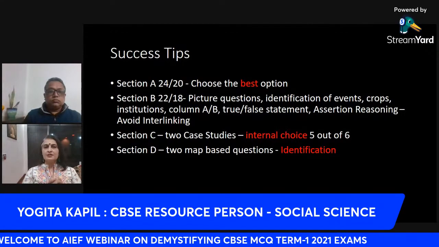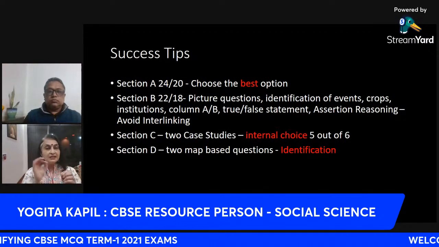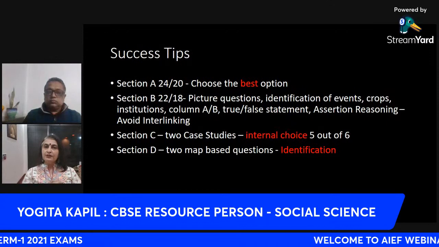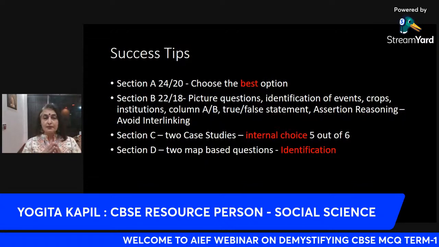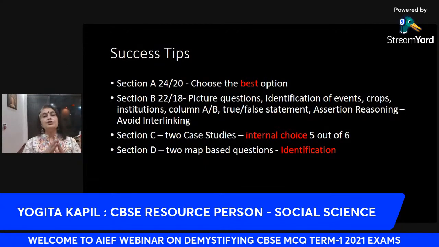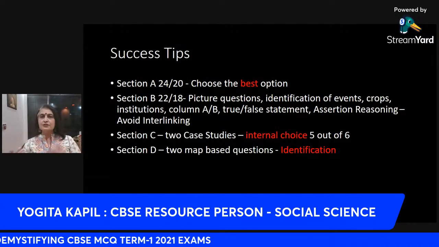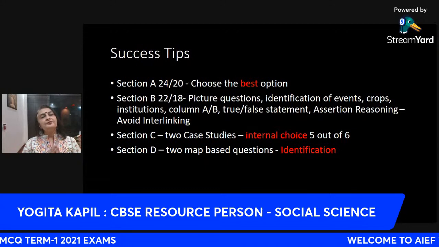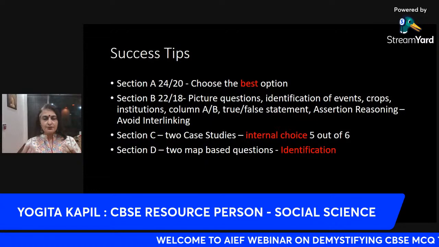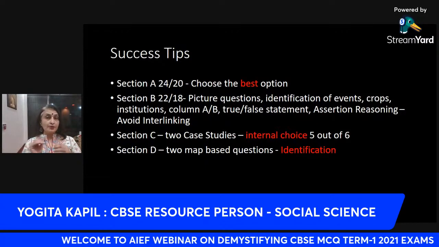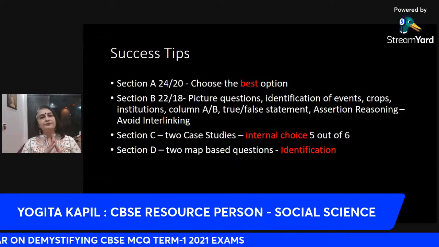Now comes section C, something very interesting. If you read each and every case carefully, you will find your answers. And this is another plus point, that you have internal choice here. For each case study, you will get 6 questions. Out of 6 questions, you will be attempting only 5. So you still have a choice. If you are a little confused about a question, or you think I am not 100% sure of this question, leave that question and attempt the rest 5.